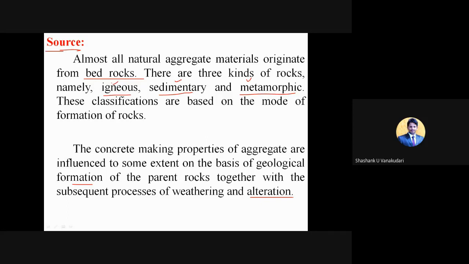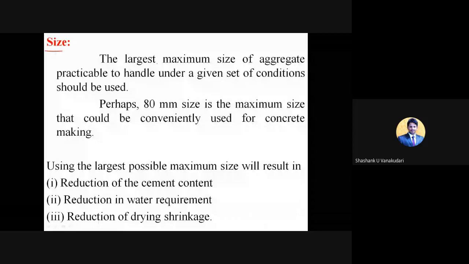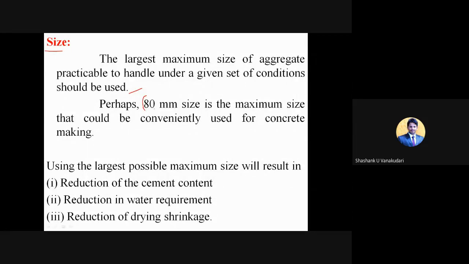And then with respect to size, how exactly do we select the size? Here the largest maximum size of the aggregate that is practicable to handle under a given set of conditions should be used. Means what? Different sizes of coarse aggregates are available, or they are manufactured as per the required shape as well as size. So the maximum size of aggregate that we can use in construction is 80 mm, right?